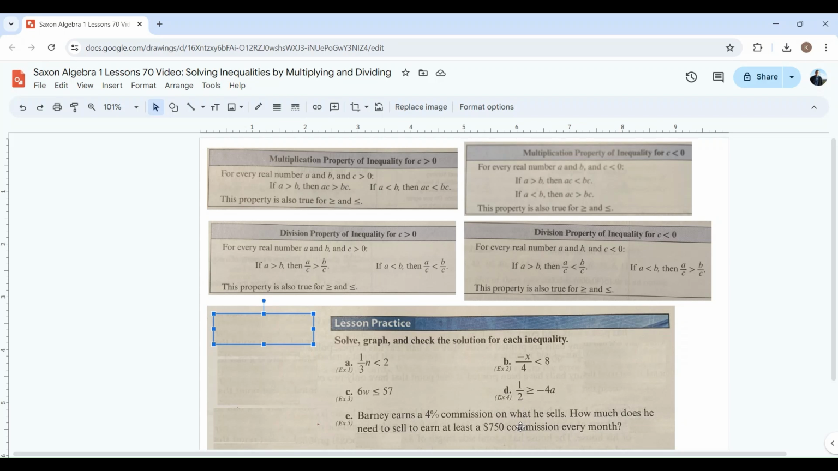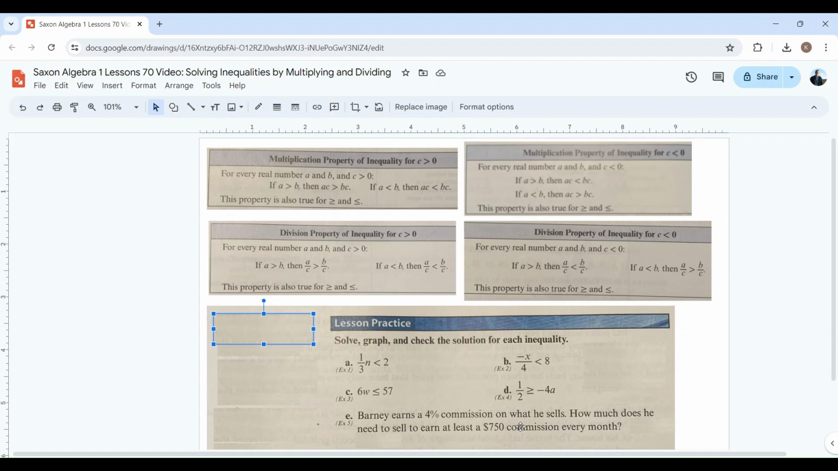Hey, algebra students, in this lesson, we are going to be talking about how to solve inequalities when you're multiplying and dividing. Now, you may remember our lesson on solving inequalities by adding and subtracting. And what we learned is you can add the same thing to both sides of an inequality. You can subtract the same thing from both sides of an inequality, and it works just like an equation.